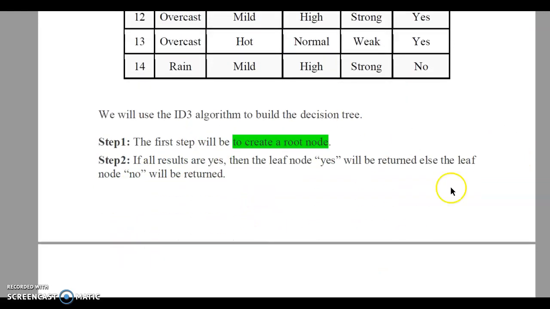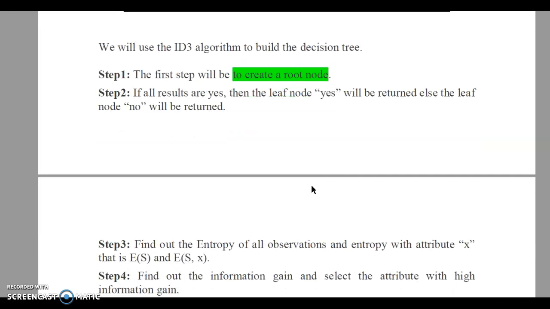Here, according to this data set, we follow the steps of the ID3 algorithm to build the decision tree. You know, to construct any decision tree we require a root. To find the root node, we use information gain and entropy. First step will be to create a root node.